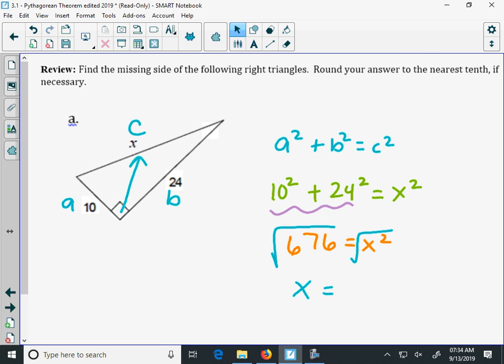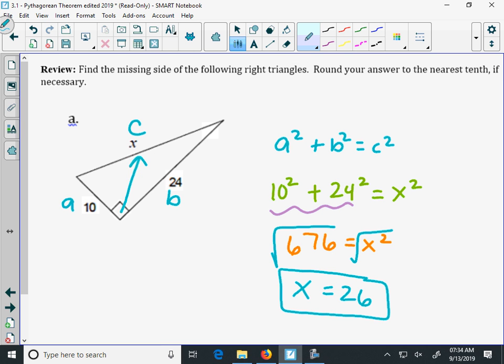What do we get when we take the square root of 676? So the length of that side is 26. Yes. Questions over that?